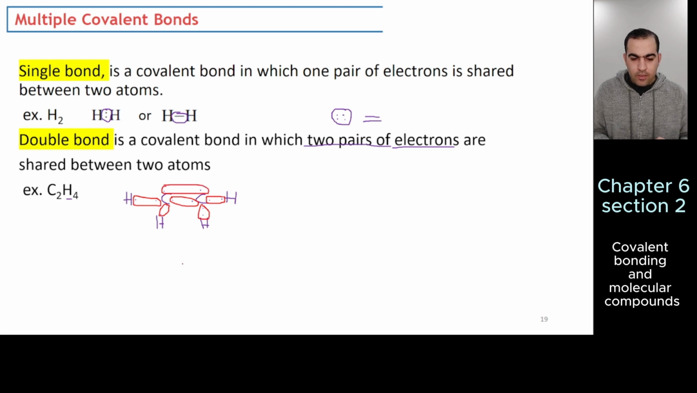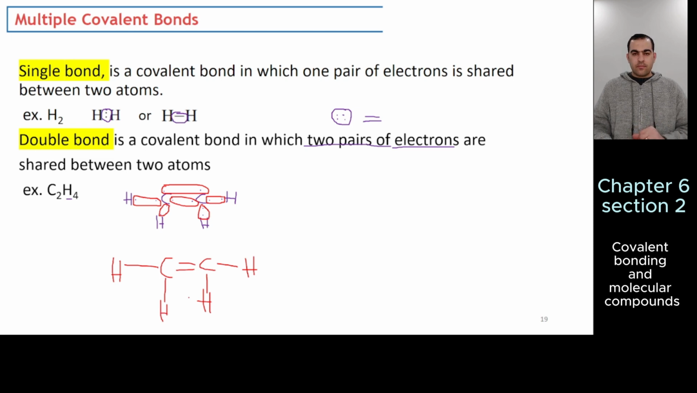Now how are we going to write it? Between the carbons we have how many? We have 2 bonds, 2 dashes, isn't it? And for hydrogen, this is another bond. Here for this hydrogen we can use a dash. Okay, like that. That's it. So now we have a double bond between carbon and carbon. Between carbon and hydrogen we have single bonds. Okay, that's it.